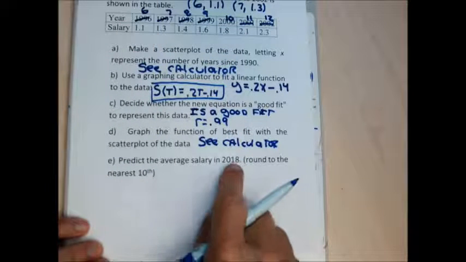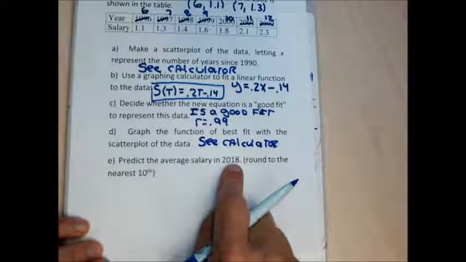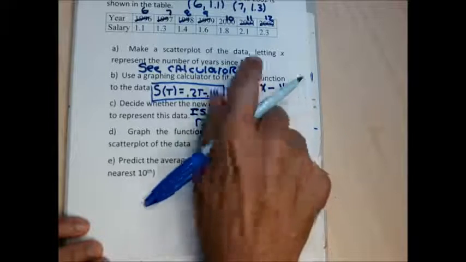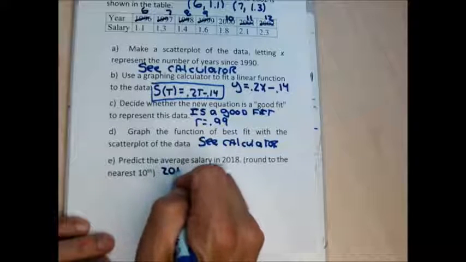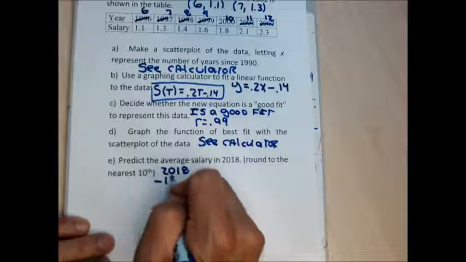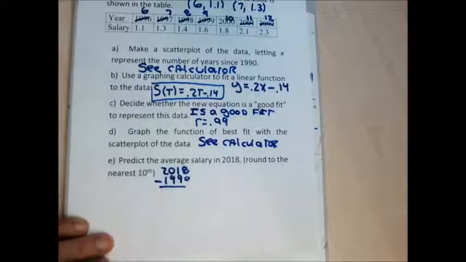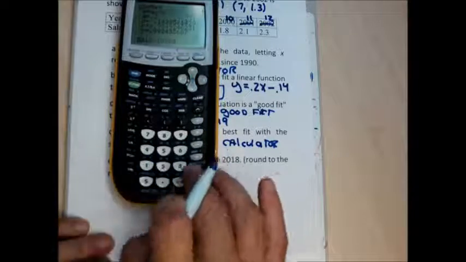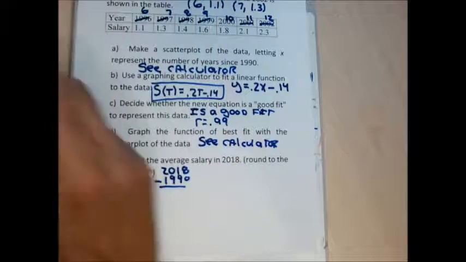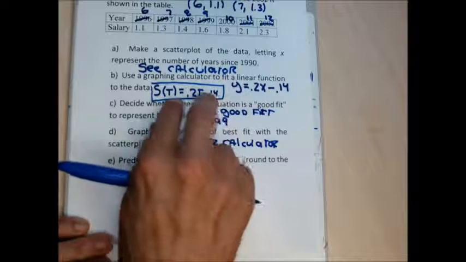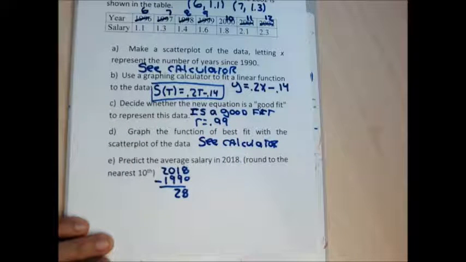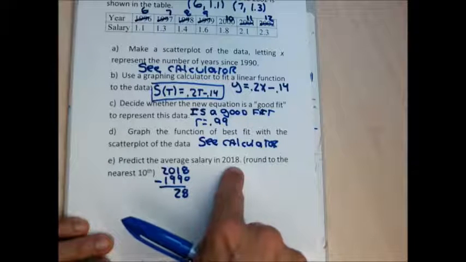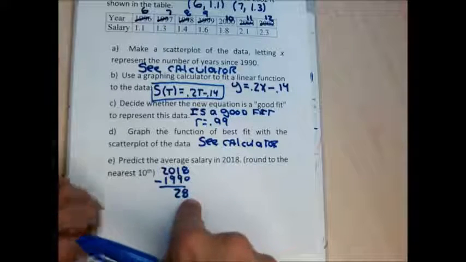Last thing I need to do is predict the average salary in 2018. To figure out the number to plug in for X, I'm going to take 2018 minus 1990. So 2018 minus 1990 is going to tell me the number to plug in for X. I'm going to plug in 28 for X, or T, to get the average salary in 2018. So to use my formula to predict the average salary, I need to know what number to plug in for the year, and 28 is going to represent the year 2018.